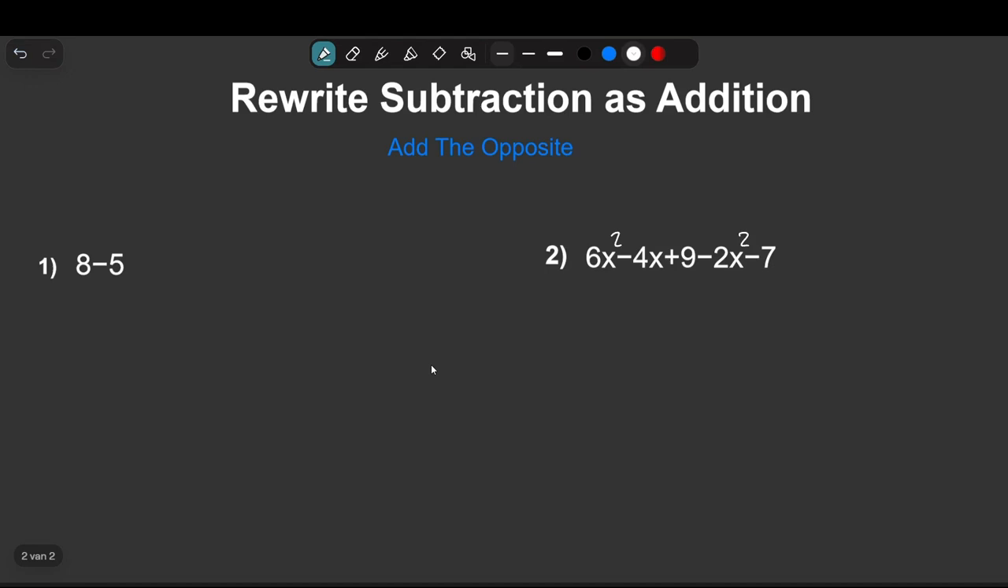Now, is this a strategy you have to use in order to work with algebraic expressions? No, but it's good to be familiar with it and it can be helpful.